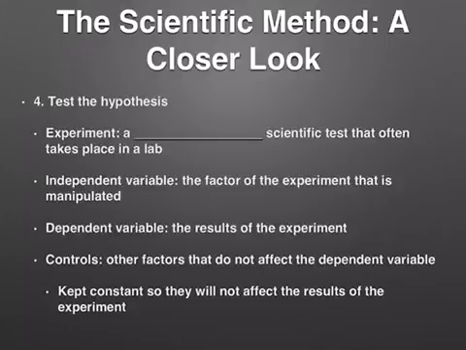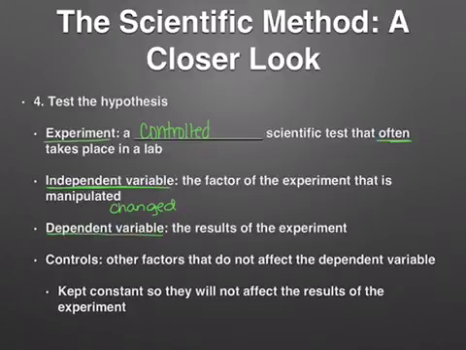So once you have written a hypothesis, you can perform your experiment. The experiment is a controlled scientific test that often takes place in a lab. Notice it says often and not that it has to. When we do experiments, there are a couple different parts. The first part of an experiment is the independent variable. This is a thing in the experiment that is manipulated or changed. Your dependent variable will depend on the independent variable. This is the results of the experiment.